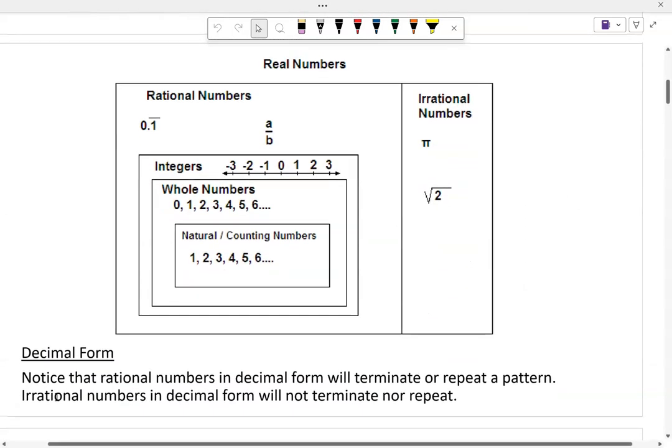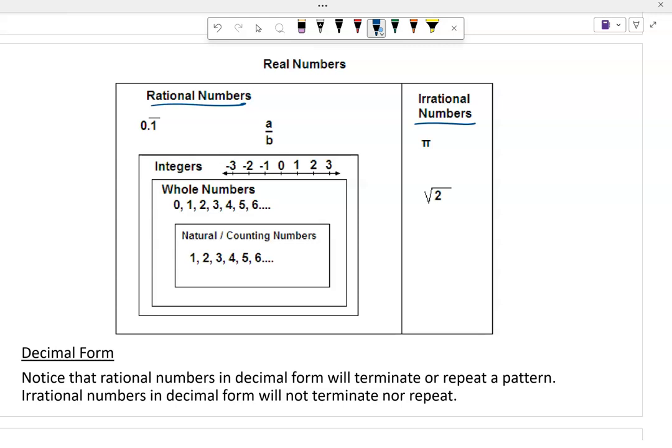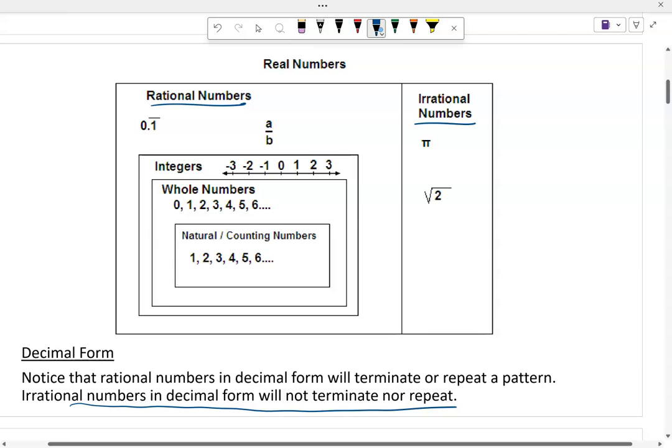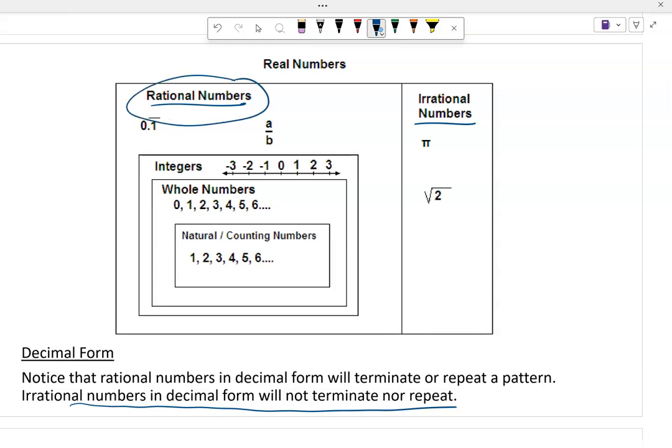Let's talk about our real numbers real quick. Real numbers are made up of rational and irrational numbers. Irrational numbers in decimal form are like pi, where in decimal form you have 3.14159 and so on. It does not terminate, nor does it repeat. Irrational numbers do not terminate and repeat, whereas rational numbers will terminate.